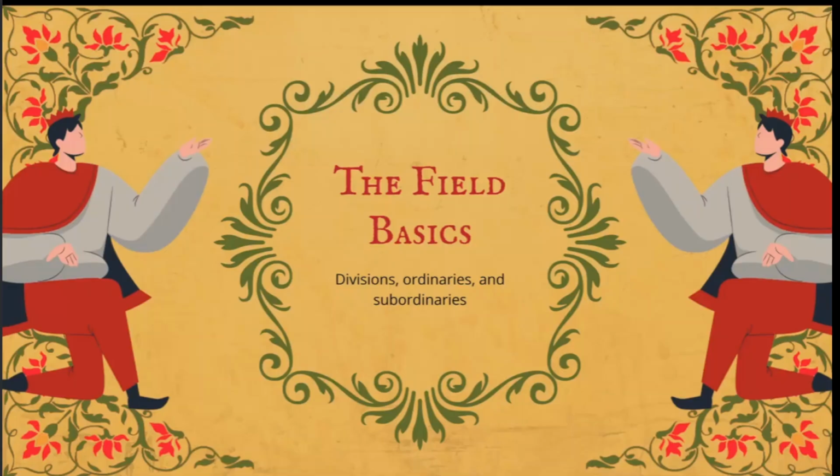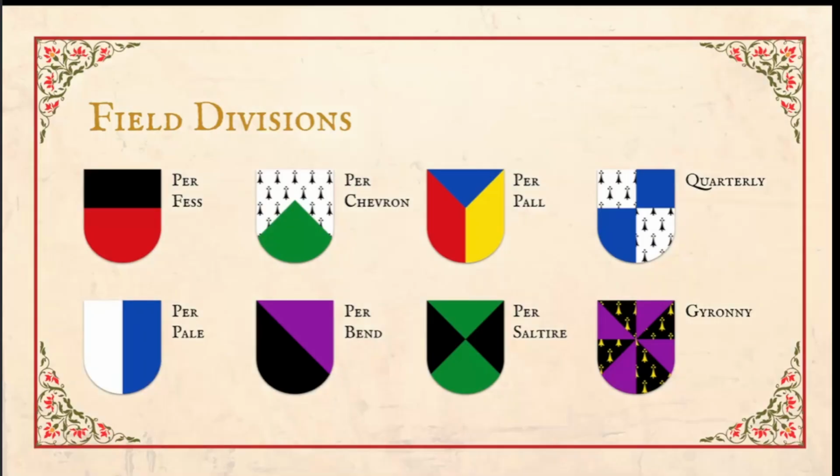All right, let's talk about the basic things that go on that field. We're going to start with field divisions. Not only can you have a solid pigmented field that's just gules or sable or or, but you can also do some interesting little designs with it, such as cutting it in half horizontally. That's called dividing it per fess. So in this case, you've got a field that is per fess, sable and gules, top to bottom. Or you might cut it down the middle top to bottom, and that's per pale.